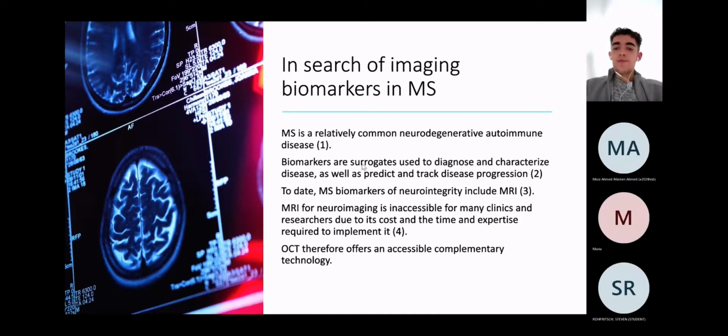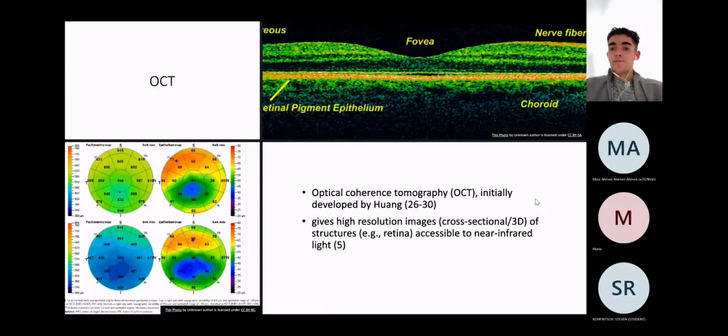Conversely, OCT may cost you a couple thousand dollars as a machine. It's very, very easy to use. It's essentially almost automated, and you need very little training to be able to operate it. And data analysis is, to my understanding, simpler than MRI. So it's very accessible compared to MRI.